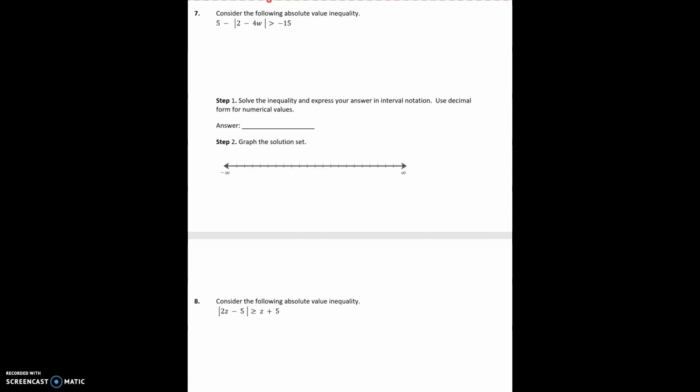So same directions here. First thing I'm going to do is subtract 5 from each side. So now I have negative absolute value of 2 minus 4w is greater than negative 20. I'm going to divide by negative 1 to get that negative right there to cancel. And when I do that, I need to flip my sign. So now I'm less than, and this is a positive 20. So if we have a less than symbol, we are going to take this 20, plop it on the other side and make it negative, and keep the symbol the same and make a compound inequality. So it'll look like this. Negative 20 is less than 2 minus 4w is less than positive 20.